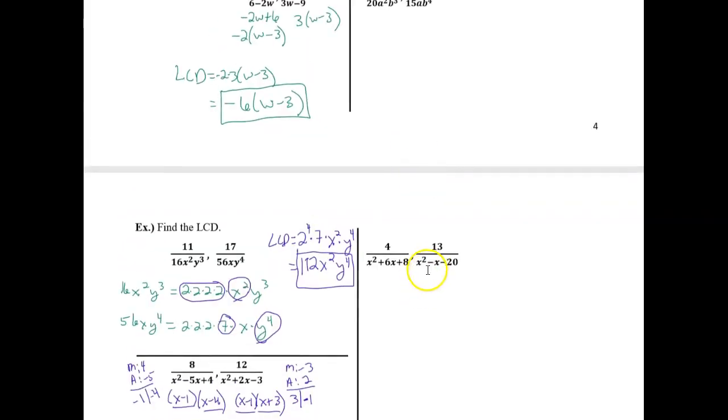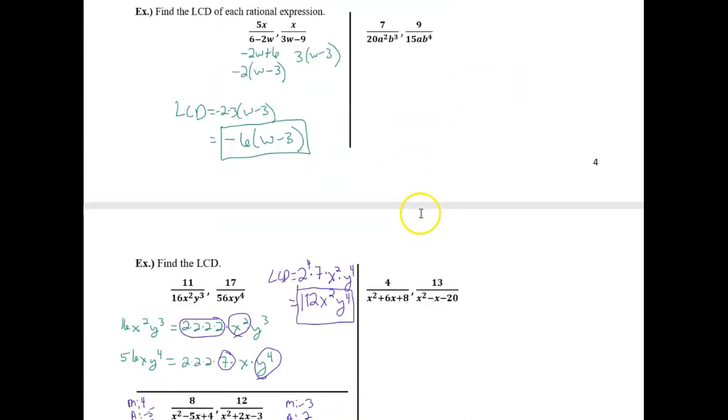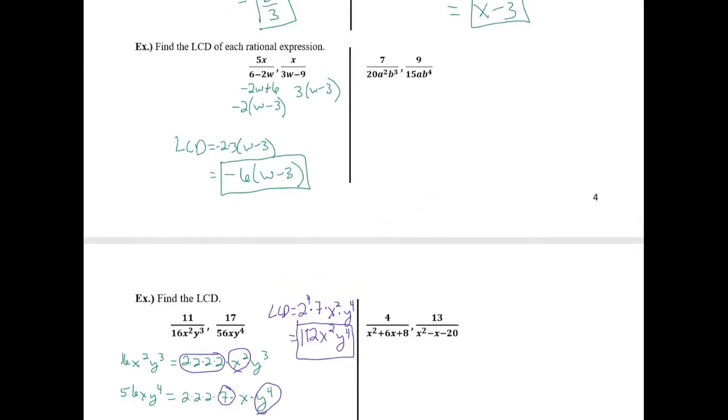All right, go ahead and try the ones on the right, and let's see if we can get the same answers.